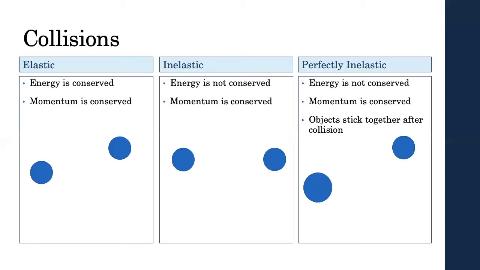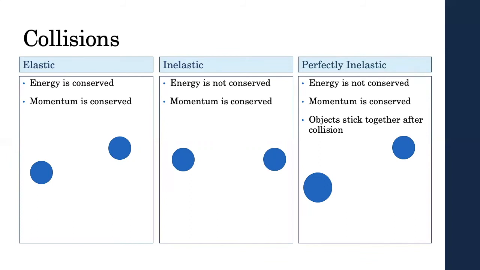Some people are confused about the differences between different types of collisions. This will probably be a multiple choice question, or they might say you solve a momentum question and it'll ask you what type of collision it is: elastic, inelastic, perfectly inelastic. And there are a couple ways to know. In an elastic collision, energy is conserved, and so is momentum.